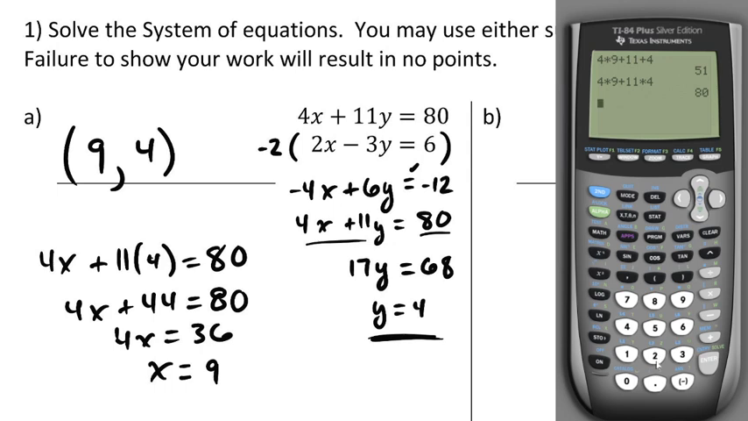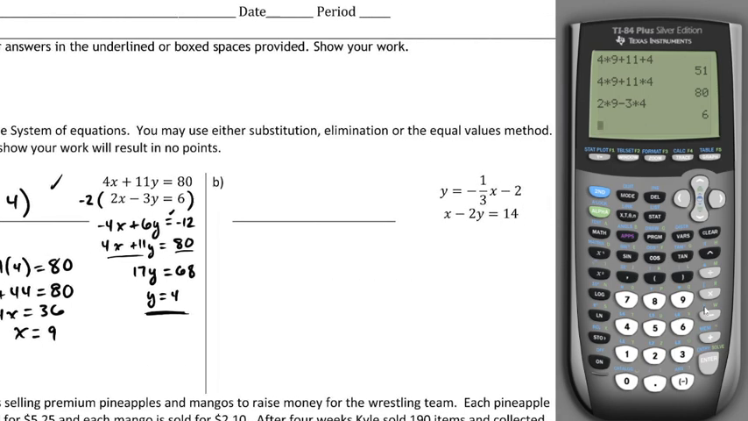Now let's see if this is better. 2x, so 2 times 9 minus 3 times y, 3 times 4. This should equal 6, and it does. All right, so we have our solution. It checks quite happily, if not slowly, and we can move on to the next problem.